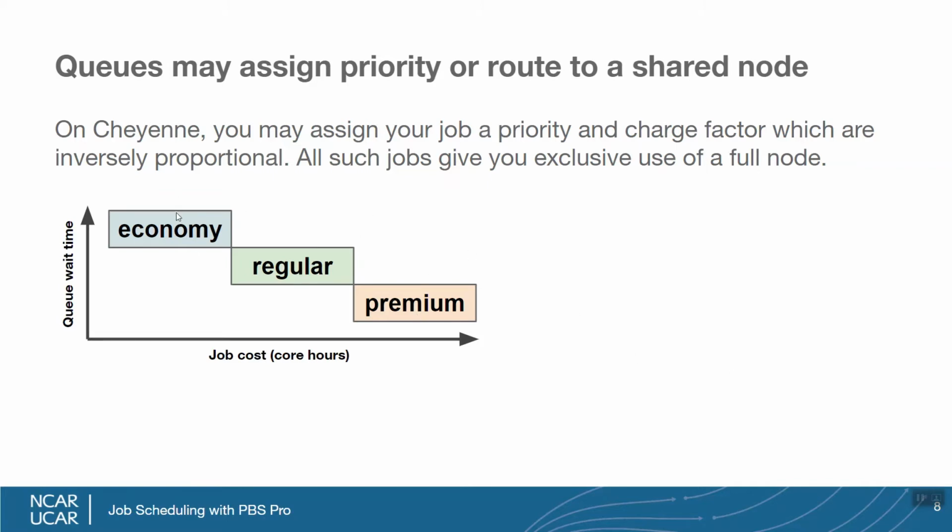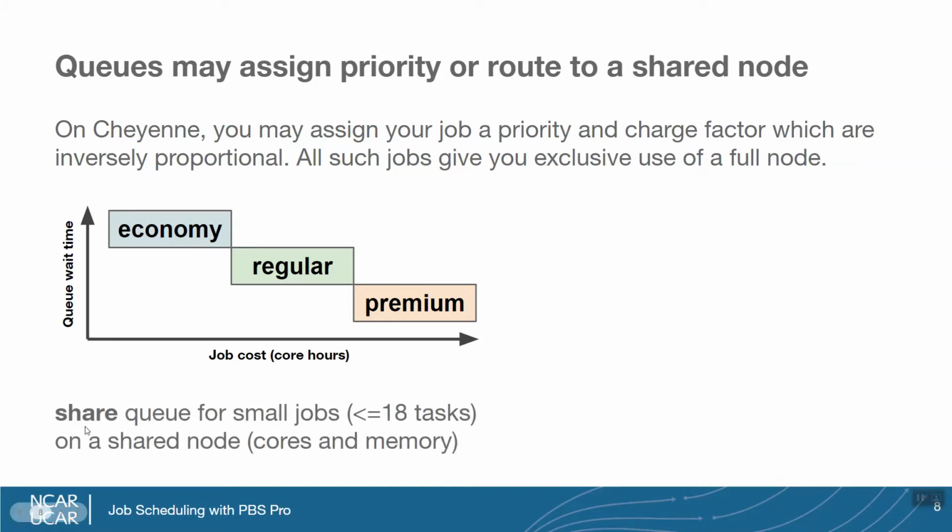One important thing to know about these three queues is that they all give you exclusive use of a node. So no matter what amount of resources you request, each chunk will take up a full exclusive node. That's just because the assumption on these queues is that you're going to run one or more full nodes as part of your job.